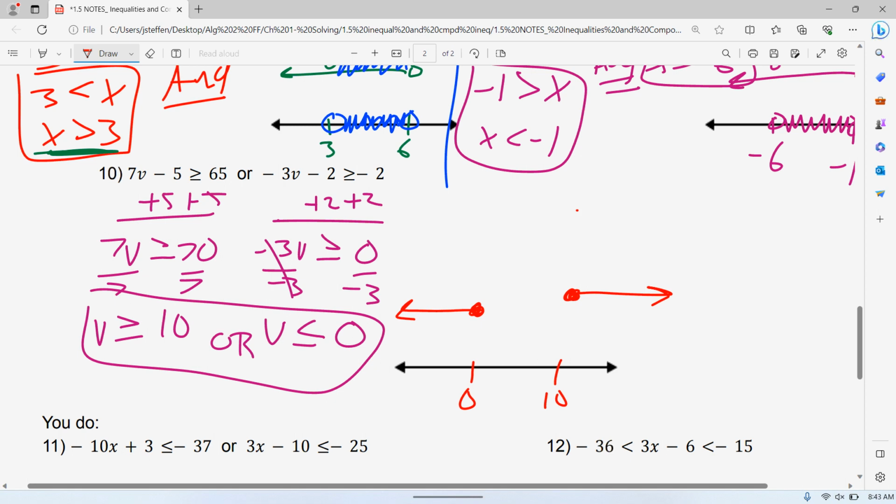It's either smaller than 0 or greater than 10. So your final answer, you just put both of those on the same graph. So just drop them straight down. That's your final answer. Now again, most of the time, not all the time, but most of the time, or problems are like that where they shade away from each other.